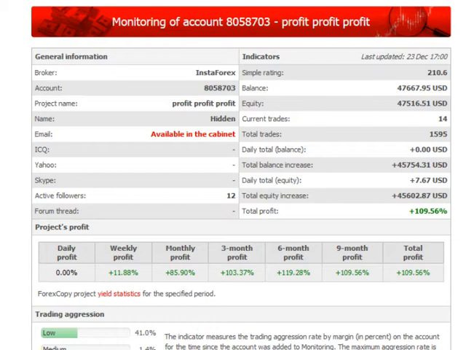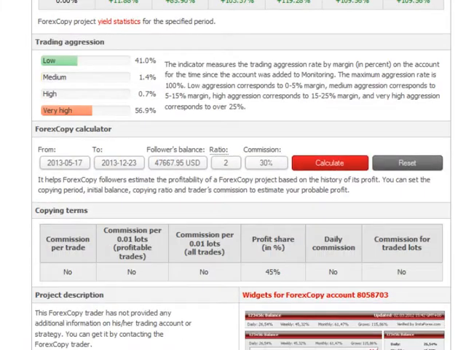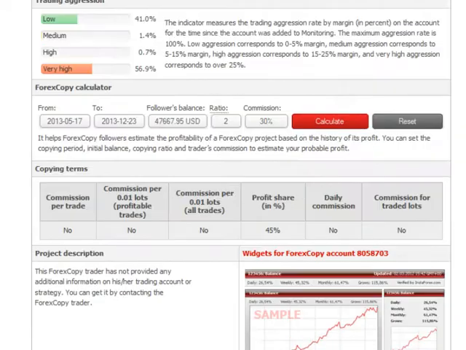So now, before you even come to this stage, you must have decided how much you want to invest in the forex copy and calculated your individual risk per trade, because this is where you're going to have to key in your copy ratio and copy the trades from this trader.